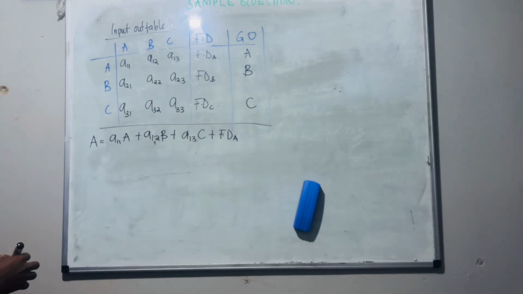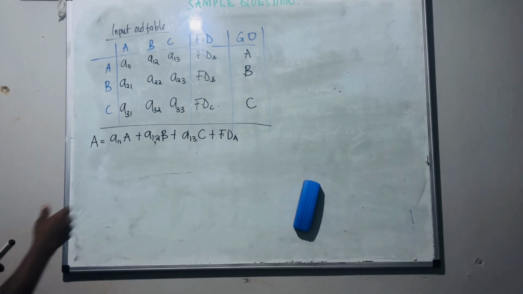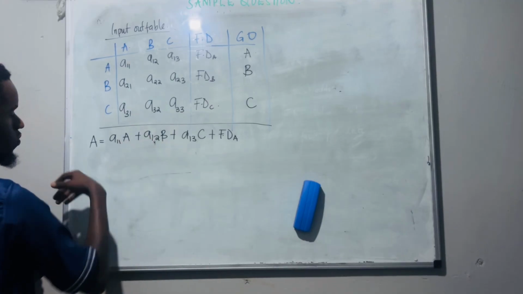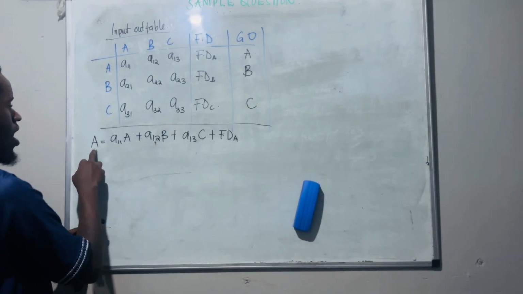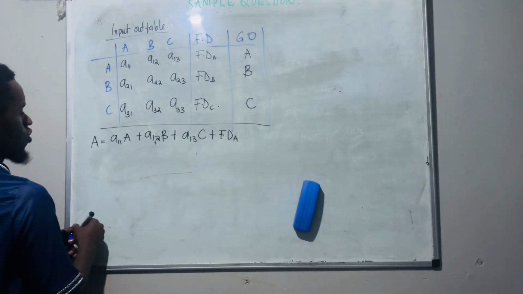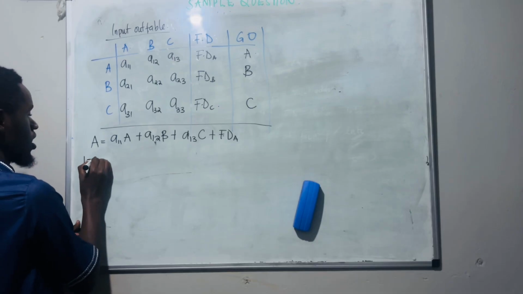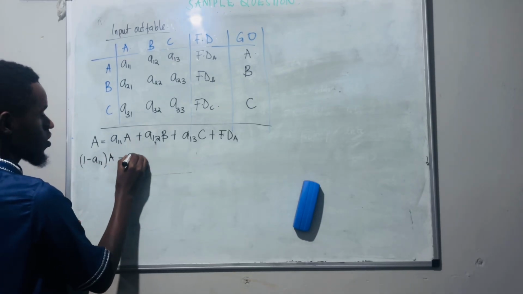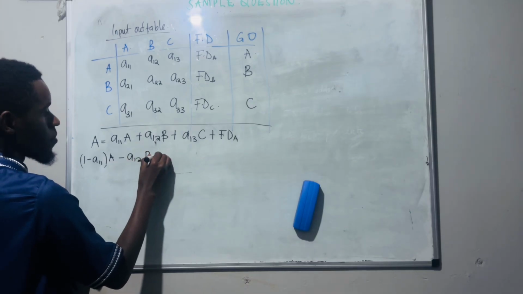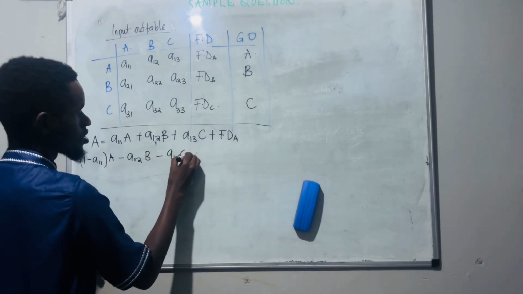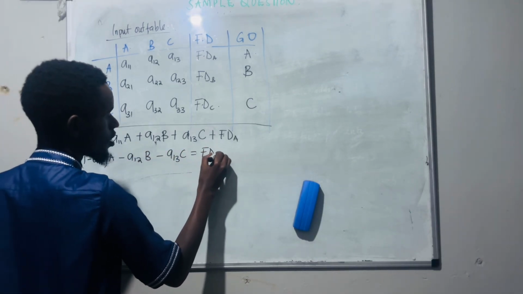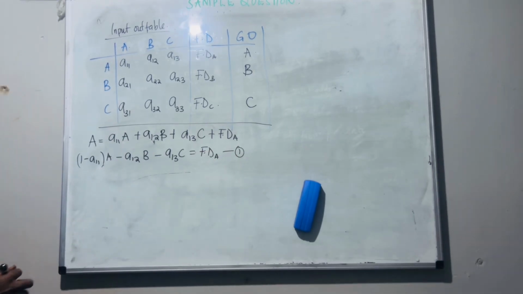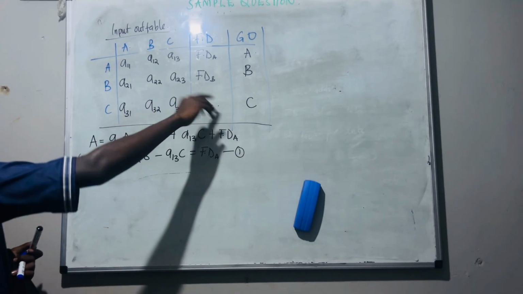Now if I make FD A the subject, I just bring all of them to this side. If I bring A and this A11 to this side, if I hold that term, I have something like 1 minus A11 into A, now minus A12 B, minus A13 C, equals FD A. And then this is our equation 1. Likewise, we do the same for B and C.